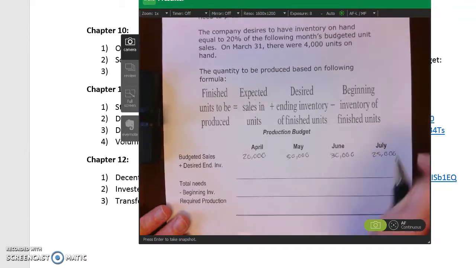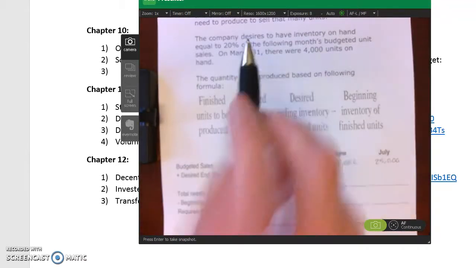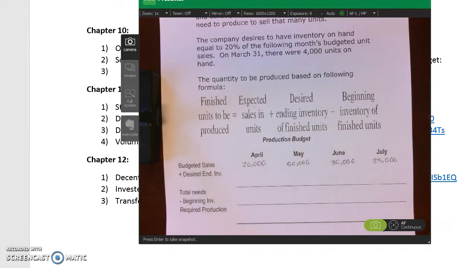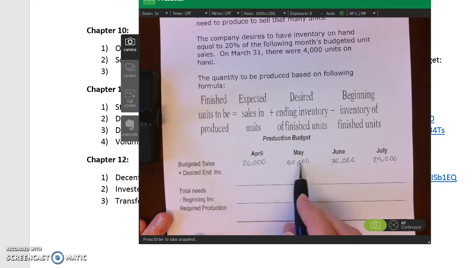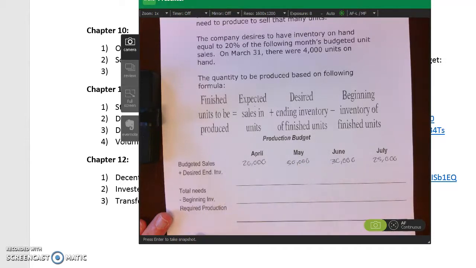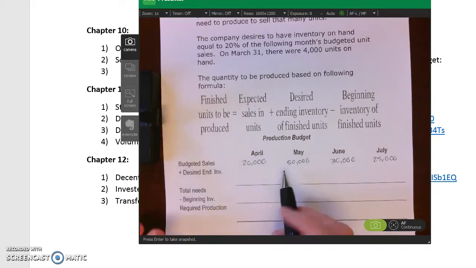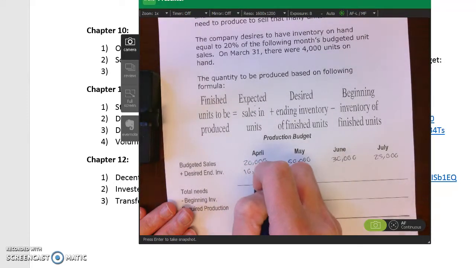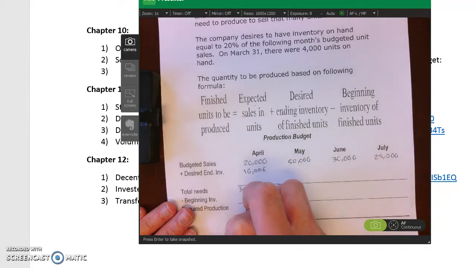Okay. Then it says right over here, the company wants to have inventory on hand equal to 20% of the next month's unit sales. So next month, for April, the next month is May. And unit sales for May are 50,000. So I want to have 20% of May sales at the end of April, just in case I sell more than I thought. I don't want to have a stock out. Okay? So that means I take 0.2 times the 50,000. That gives me 10,000. So my total needs are 30,000.